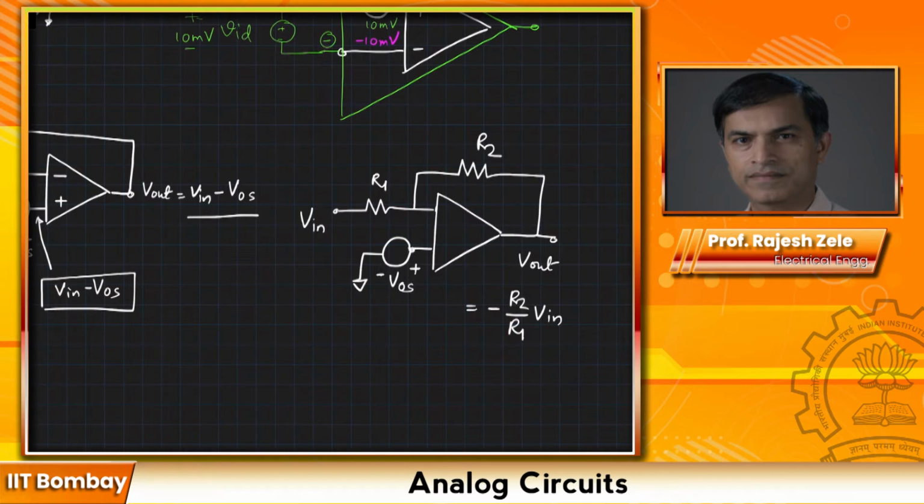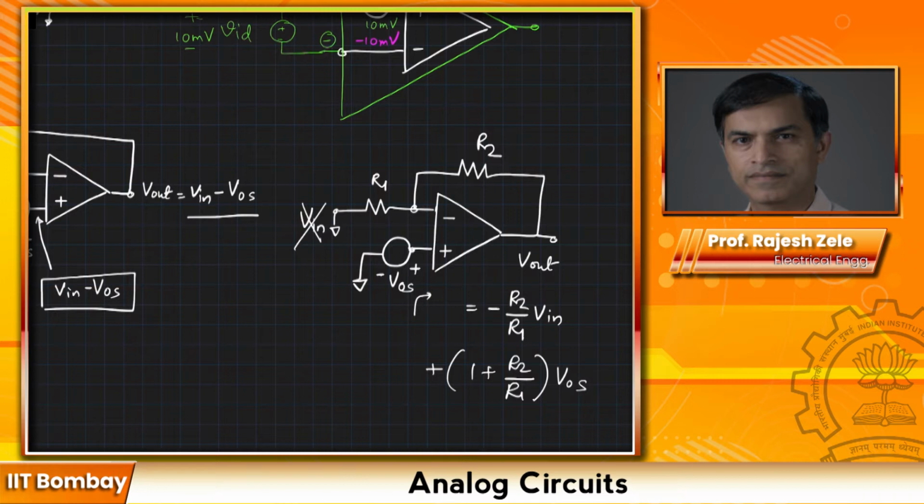To figure it out, as I said earlier, we will use the superposition theorem. To apply it, we would first ignore this input and ground it out, and then apply VOS. In that case, this potential will be VOS, and from this point it looks like a non-inverting amplifier. You can quickly convince yourself the output would be 1 plus R2 divided by R1 times VOS.